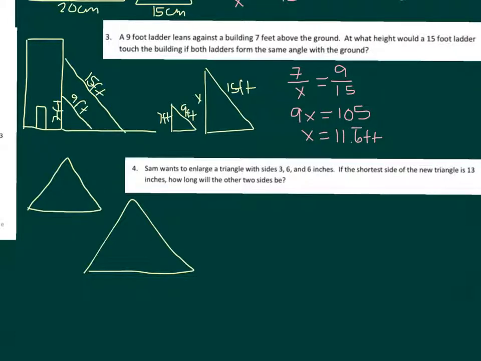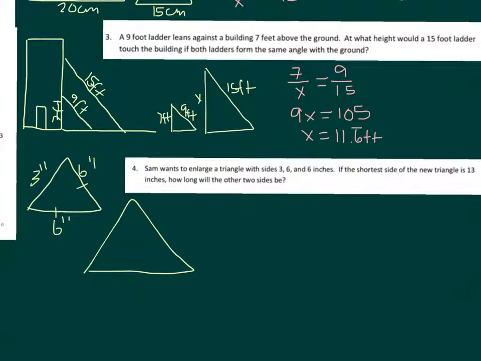Now our last example is a lot like example 2. Here's what it says. Sam wants to enlarge a triangle with the sides 3, 6, and 6 inches. If the shortest side of the new triangle is 13 inches, how long will the other two sides be? Okay, I heard the word enlarge, so this is a dilation, so that means that these two triangles are proportional. Now, I heard that the smallest side was 3 inches, and the other sides were 6 inches. So this is an isosceles triangle.